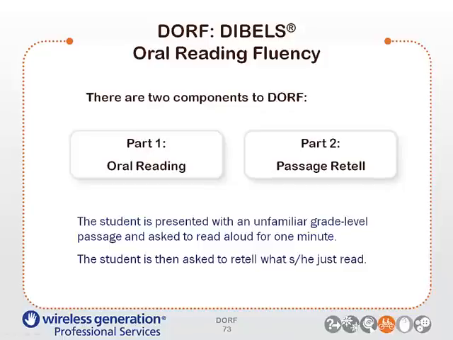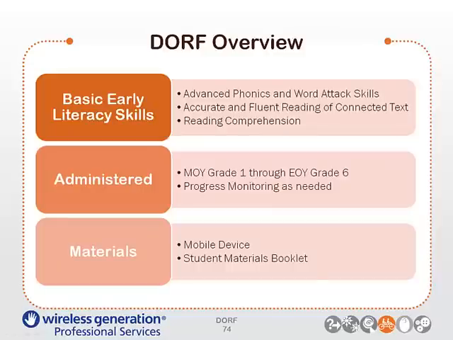The student must complete the retell without looking at the text, so the assessor should close the book or take it away from the student while he or she retells what they have read. The assessor completes a quality of response rubric based on the student's retell. DORF is administered starting at the middle of the year grade 1 through the end of the year grade 6. Progress monitoring of DORF should be done as needed.